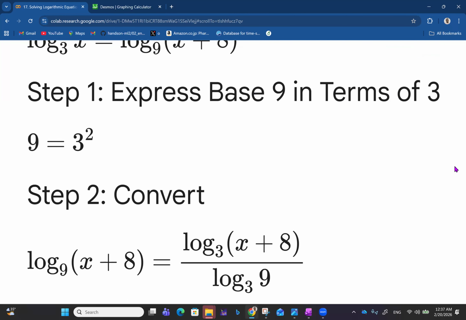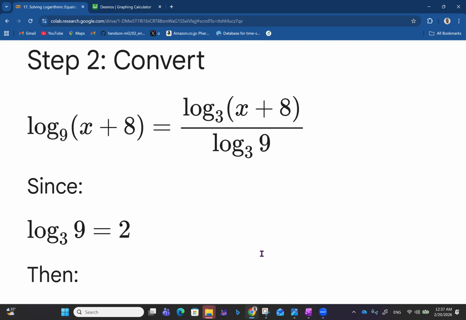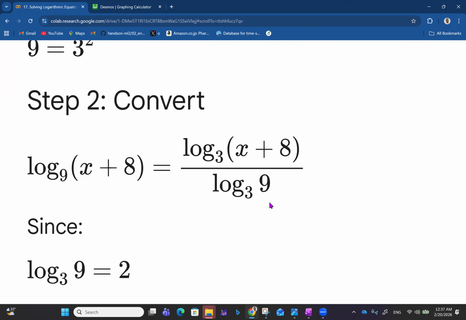So you have this: step one, you express base 9 in terms of 3. 9 is 3 raised to power 2, clearly. So you can convert: log of x plus 8 to base 9 is the same thing as log of x plus 8 to base 3 all over log 9 to base 3. It's the same thing as when you have log b to base a, it's the same as log b all over log a to the same base, any base you choose. But because we want 3 here, we can choose 3. And since 9 is 3 raised to power 2, we know log 9 to base 3 is 2. As a result, log of x plus 8 to base 9 is the same thing as half log of x plus 8 to base 3.